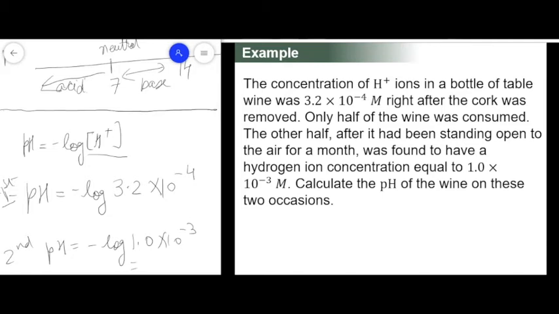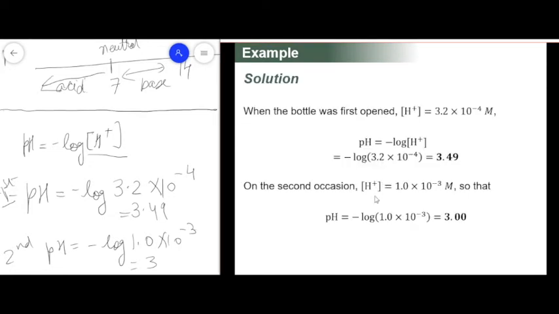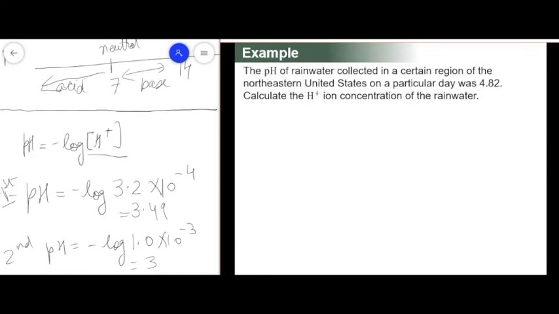Negative log of 10 raised to the power minus 3 is going to be 3. And you guys can figure this out through a calculator, and the answer is actually written out in the next slide. I think it comes out to 3.49 here, so the answers are also provided to you. Okay, let's try the next question.